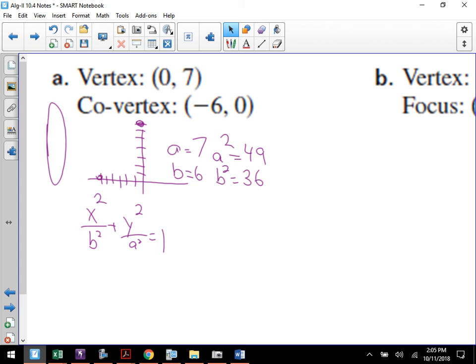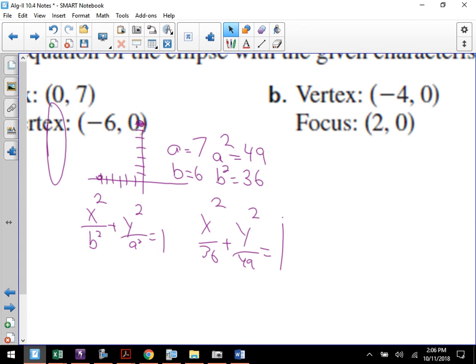Since we're centered at the origin, the value of A is the distance from the center to the vertex. Now I just fill in the blanks. X squared over 36 plus y squared over 49 is 1. It's that fast. It's not bad. Again, it goes back to the idea you have to know what these values stand for. Formulas are simple.